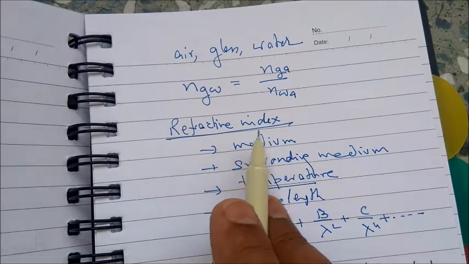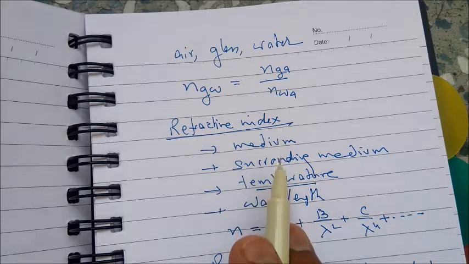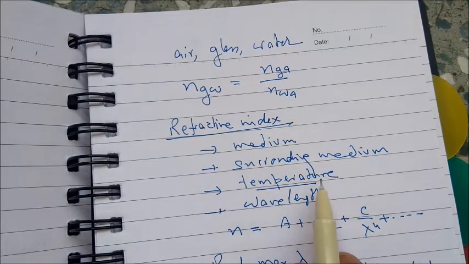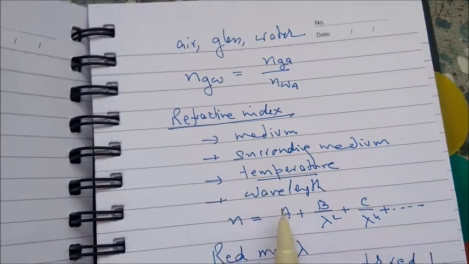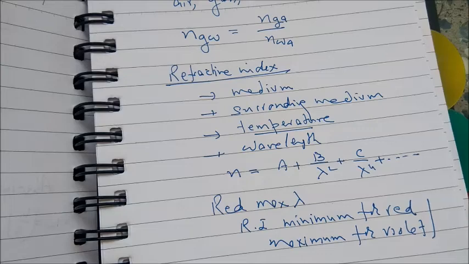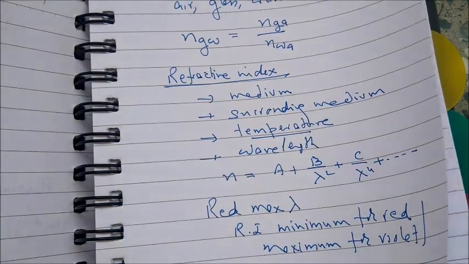Now, the factors on which the refractive index depends: it depends on the medium of which we are calculating, it depends on the surrounding mediums, it depends on the temperature, it depends on the wavelength. Increase in temperature reduces the value of the refractive index, and higher wavelength means lower value of refractive index.